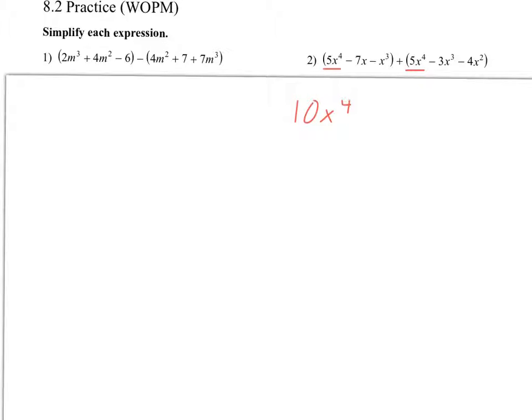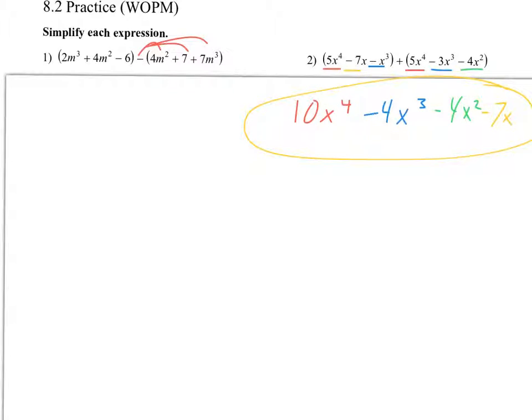And then my next up, I got x to the third, so I have negative 1 and negative 3, so that makes negative 4x to the third. Negative 4x squared has nothing to add with, so I'm just going to keep that like that. And then negative 7x has nothing to add with either. Just a quick note here on number 1, you do need to distribute that there. And so this switches kind of everything. And then this first one's going to stay the same, and then you combine the like terms. So that's the first step there.